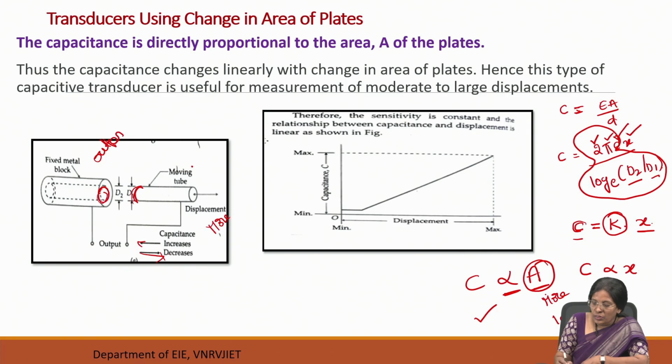Now let's see what sensitivity is. Sensitivity is equal to change in output by change in input. The change in output is the change in capacitance, and the input is X, so the sensitivity is dou C by dou X. This is a constant. The sensitivity is constant.